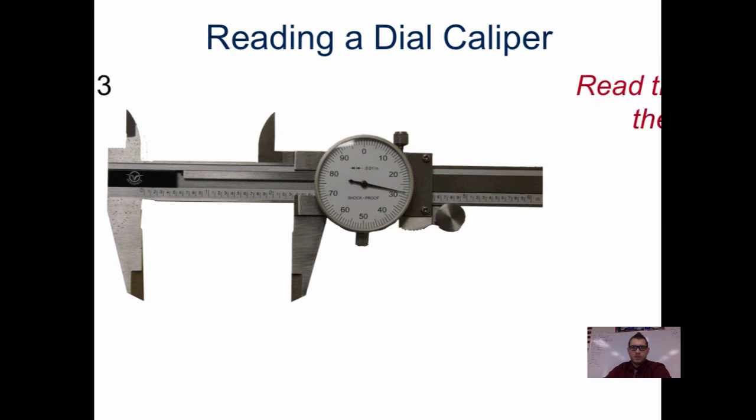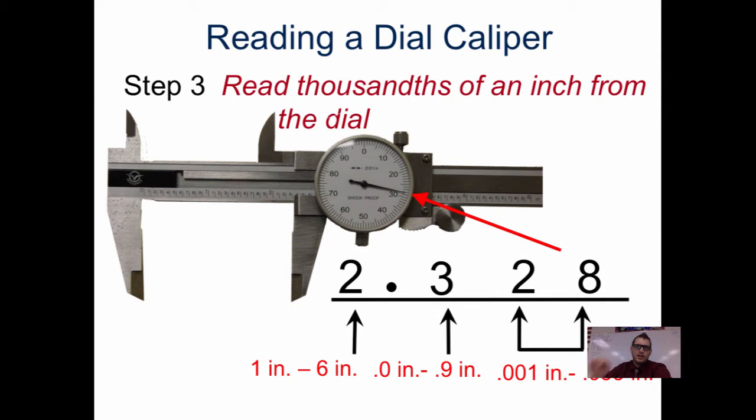Okay, I want to come back real quick. There's one thing that I don't think I clarified, which was step 3, when you read thousandths of an inch. This is 2, right here, 2.123, so we have 2.3, and then we go to 28, so it's 2.328 is how it's written down.